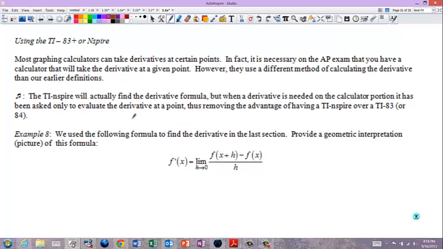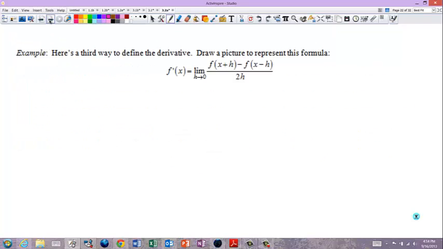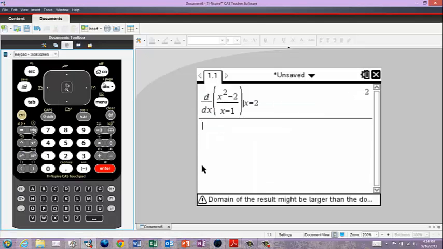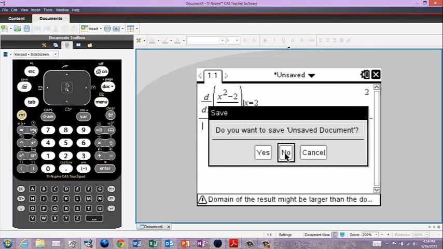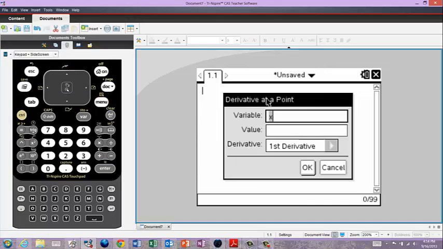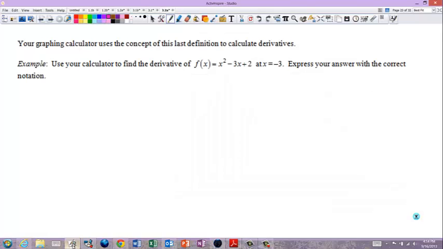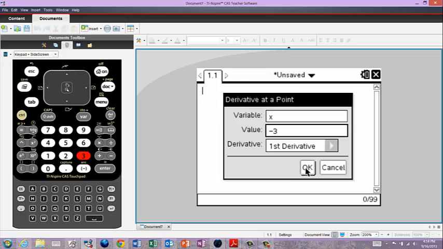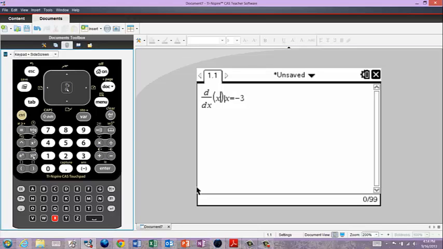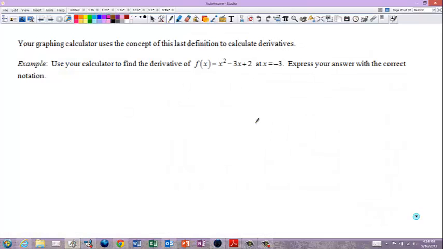Most graphing calculators, yeah. We actually talked about this today. Use your calculator to find the derivative. I'll go over it one more time just to make sure you're good. I don't want to waste time. New document. I don't ever want to save anything. We are adding a calculator. We are in calculus. We want to find the derivative at a point. Negative 3 is my point, and it's x squared minus 3x plus 2. Negative 9. Yay. So we would say f prime of negative 3 is negative 9.